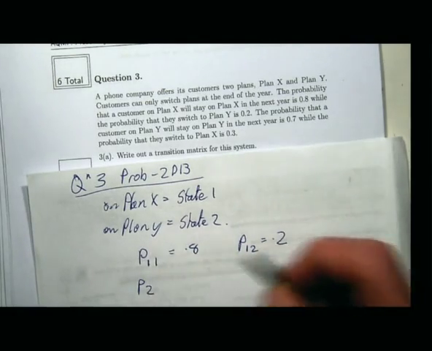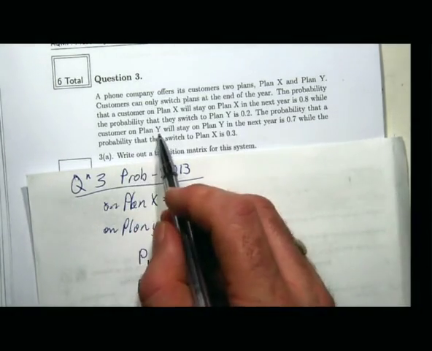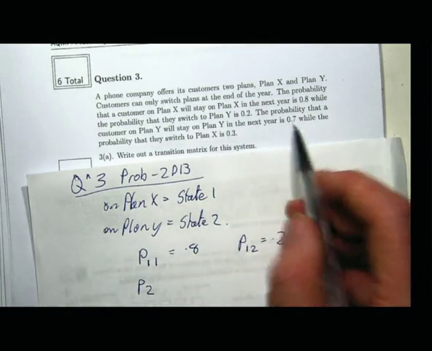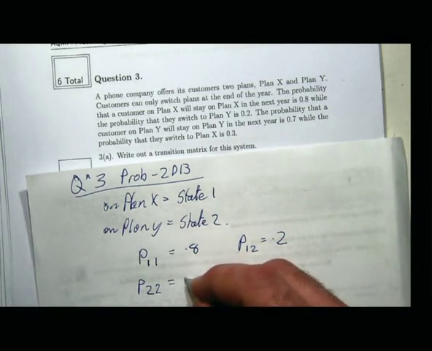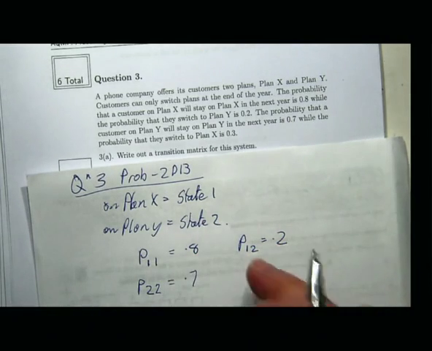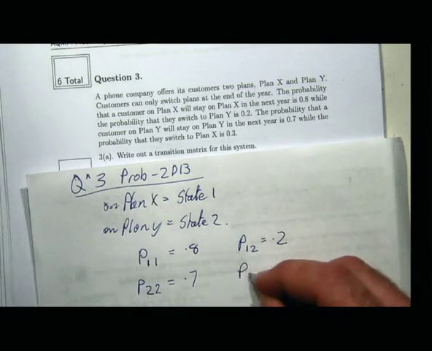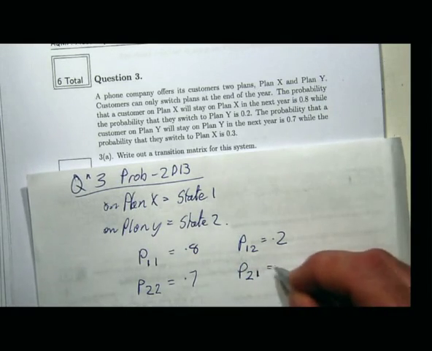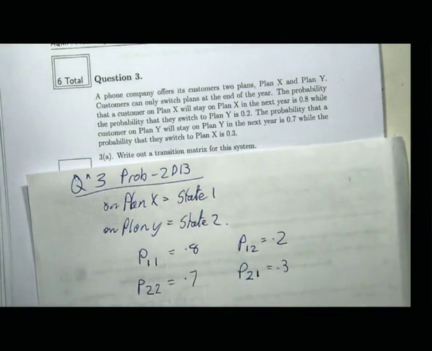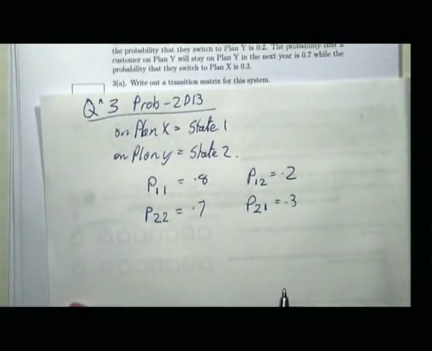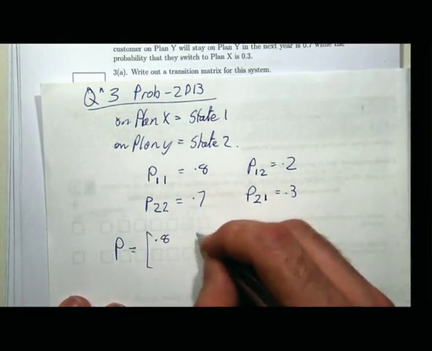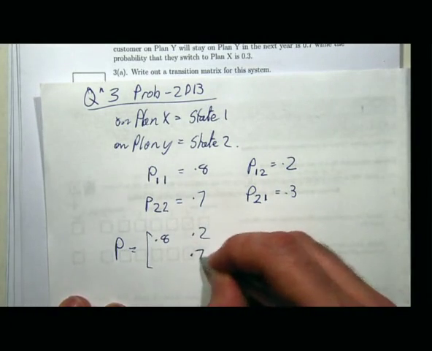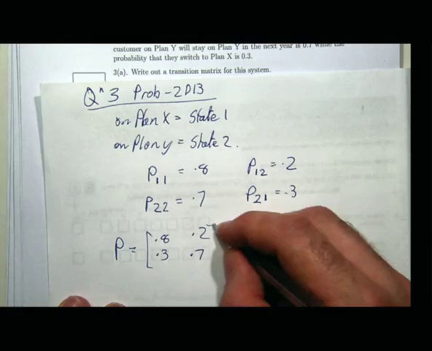So probability of starting in state 2. The probability that the customer on plan Y will stay on plan Y next year is 0.7. So the probability they start at 2 and stay at 2 is 0.7. If I was really smart, I would have put that here, but I didn't. Probability they start at 2 and go to 1 is therefore 0.3. Awesome. So my transition matrix P is going to be 0.8, 0.2, 0.7, and 0.3.